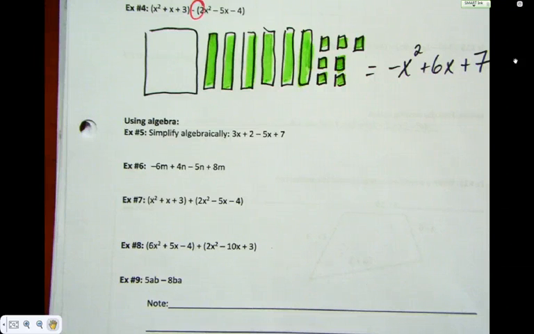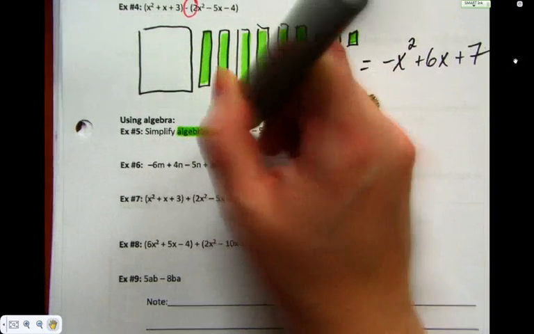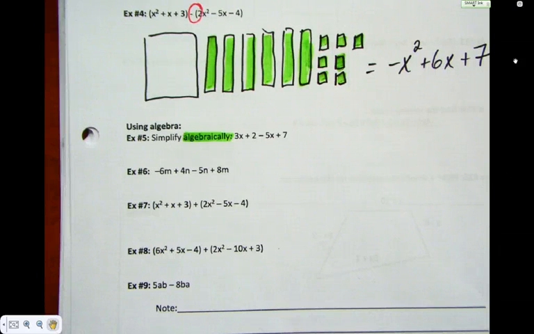We're going to do the exact same thing. We're just going to do it without algetiles this time. So this is called algebraically. What does algebraically mean? It means with algebra. What is algebra? X's and Y's and numbers and polynomials and monomials and binomials.